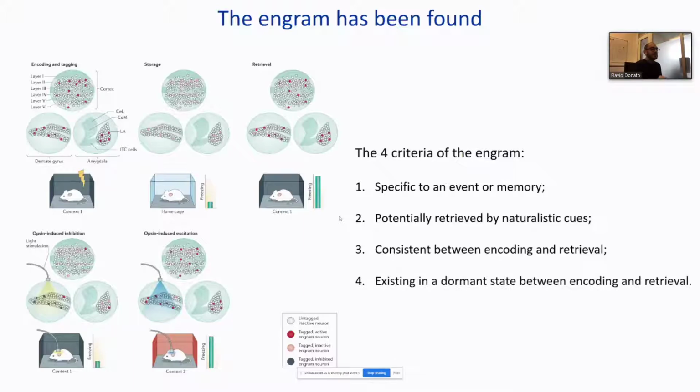And it exists in a dormant state between encoding and retrieval because those cells are not always active to tell the animal you should freeze. But at the same time, the activation of this neuron is sufficient to induce the behavioral response that is actually associated to that particular memory.